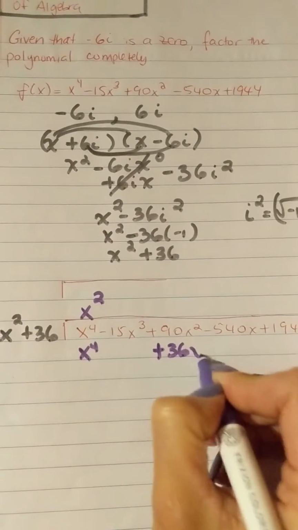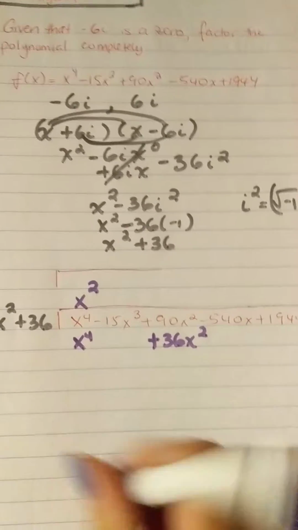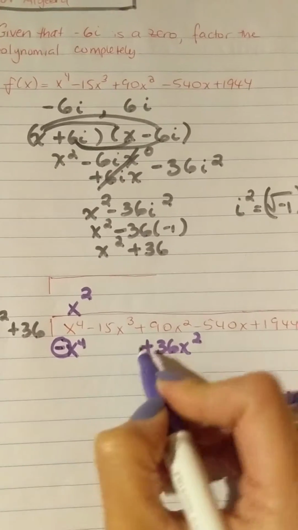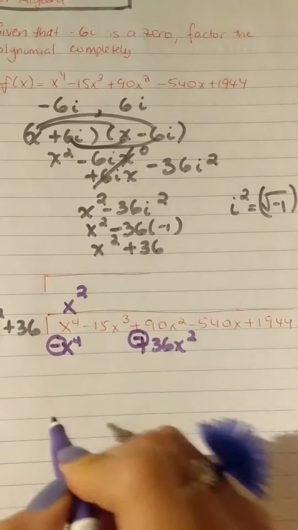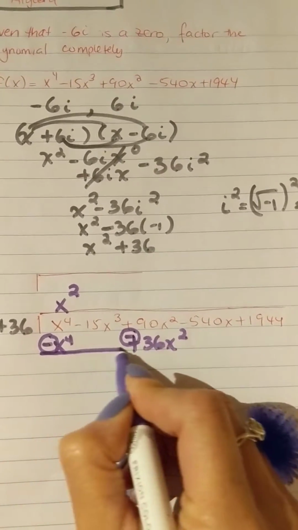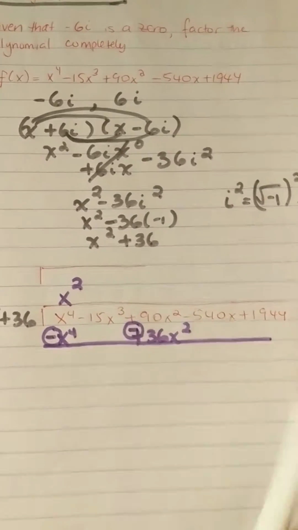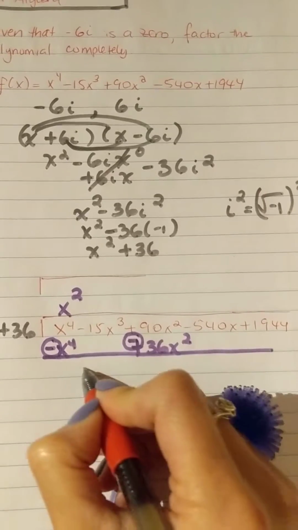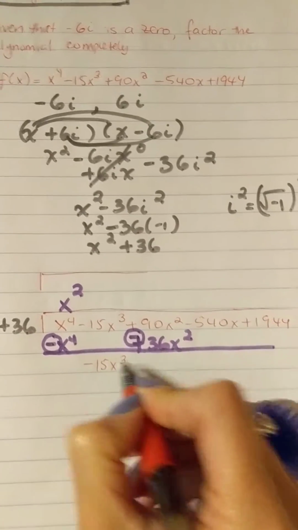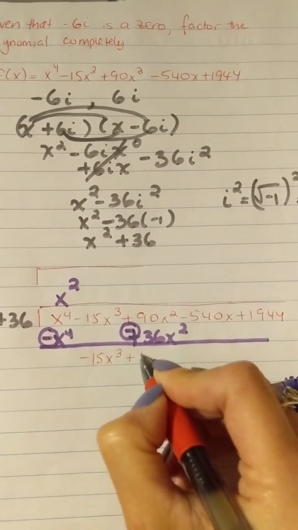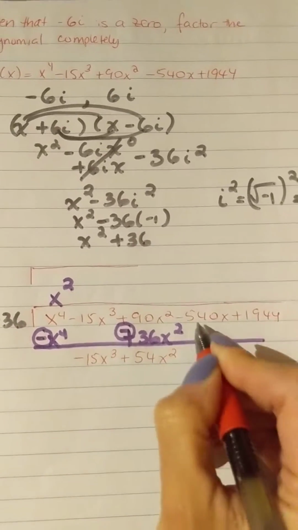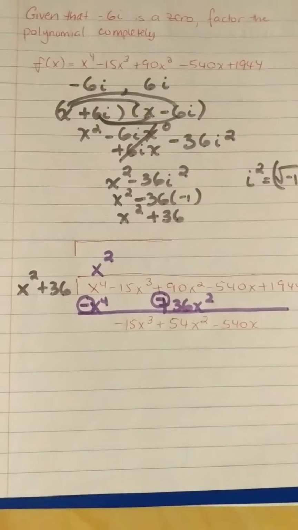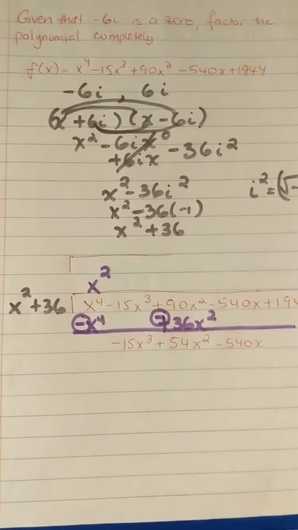Now I'm going to put it here to match up my terms. Next I'm going to subtract. Because I'm subtracting, this is going to become a negative here, and here's also a negative. Let's combine our terms. We now have left no x to the 4th terms. We have negative 15x to the 3rd plus 54x squared. We're going to bring down that minus 540x, and we recycle this process of divide, multiply, subtract.